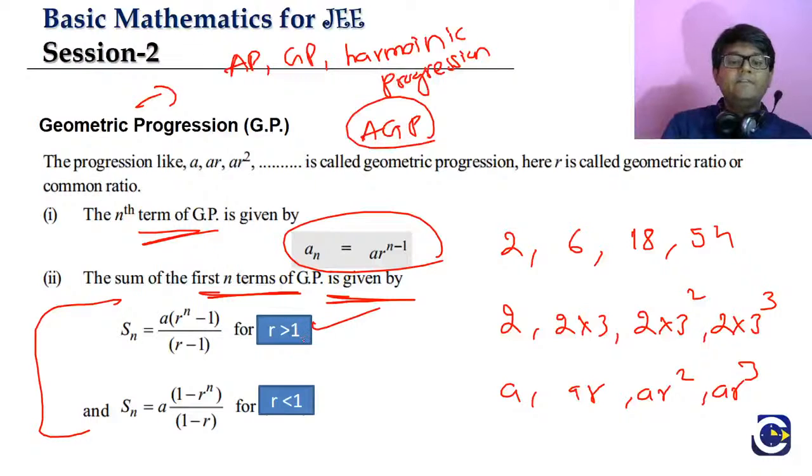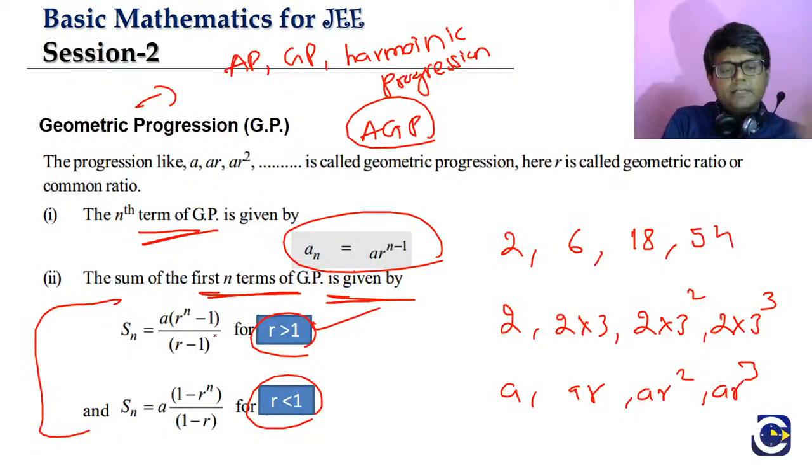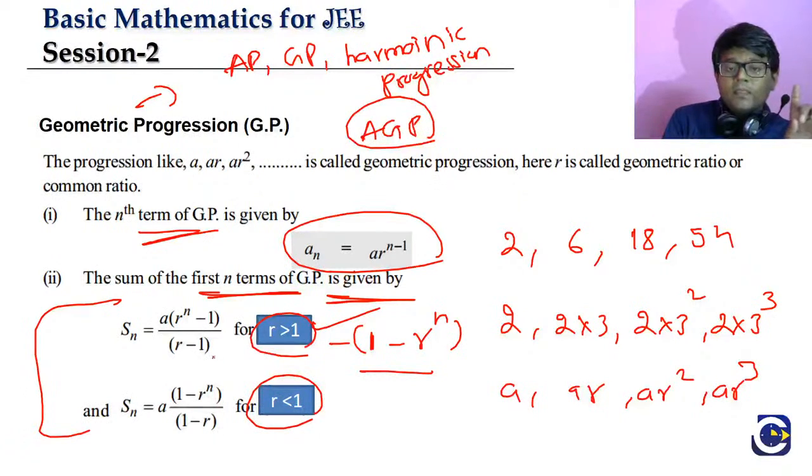We use it when the common ratio is more than 1. If the common ratio is less than 1, all that we are going to do is the numerator, r power n minus 1, we can write it as minus of 1 minus r power n. The denominator, r minus 1, can be written as minus of 1 minus r.